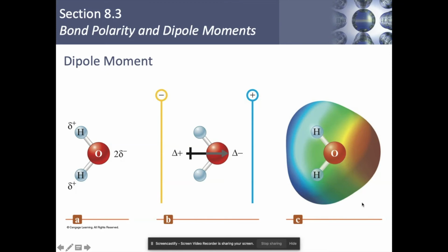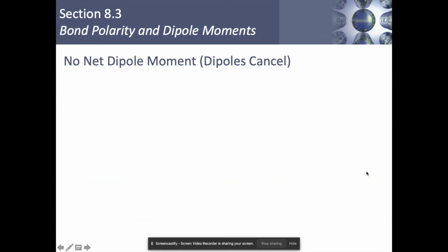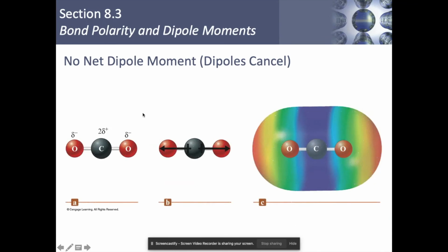You can also use this electron density map, which sometimes you'll see. The bluer something is, the more positive. The redder something is, the more negative it is. Now, what if there's no net dipole moment? Well, in that situation, if you have electrons being pulled this way, but also electrons being pulled this way, then in general your dipole moments are canceling each other out. So you actually have a net polarity of 0 right around your carbons because they're being equally pulled in both directions.